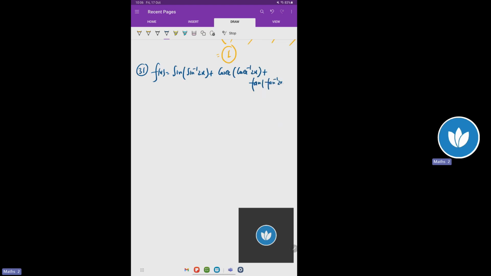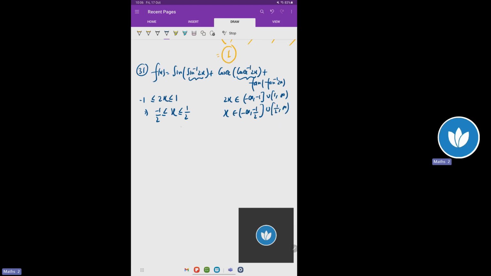Obviously, if we try to find the domain of this function, since 2x is present inside sine inverse, it has to range from -1 to 1. So x should range from -1/2 to 1/2. Now, since this is also present inside cosec inverse, 2x should belong to -infinity to -1 union 1 to infinity. So x should belong to -infinity to -1/2 union 1/2 to infinity.